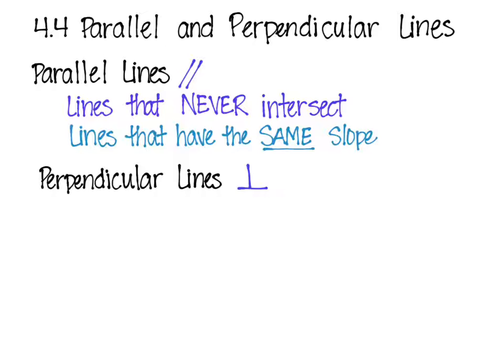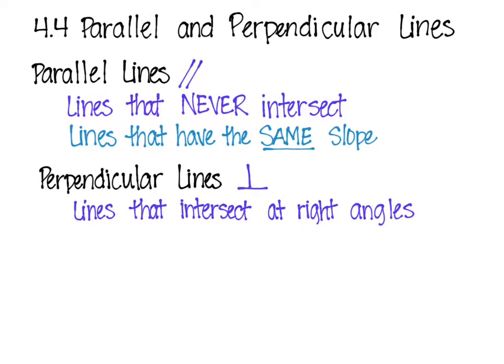Perpendicular lines, which we use this symbol for, are lines that intersect at right angles. And a right angle is also known as a 90-degree angle. So here's a symbol, this little teeny square in the corner, that tells me that these two lines meet up at a right angle, and that is perpendicular.